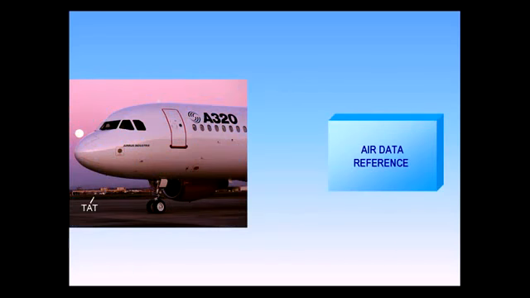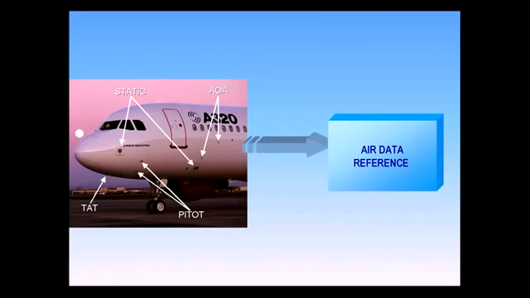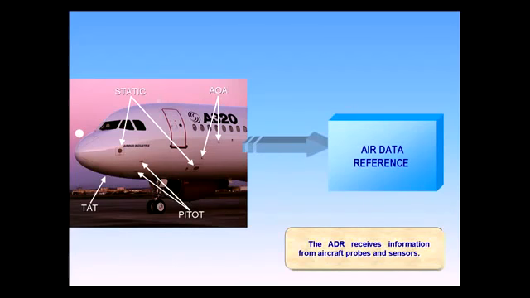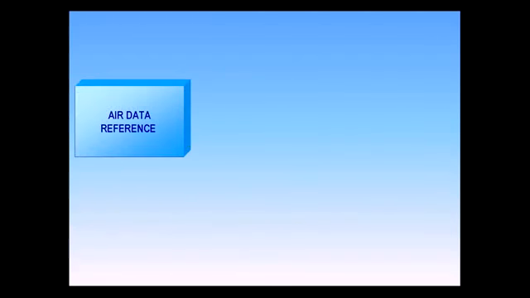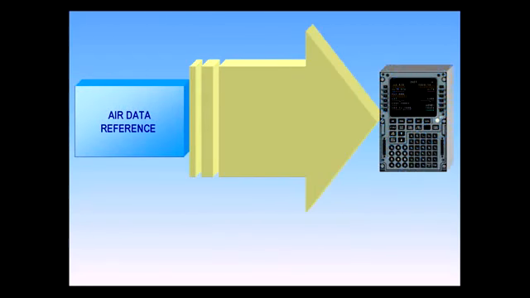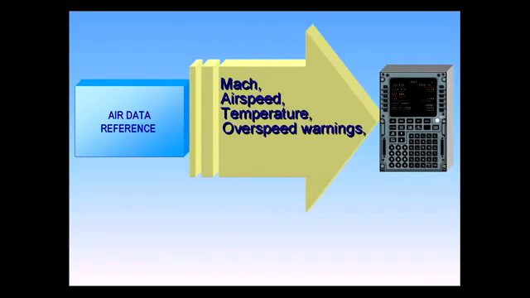The ADR receives information from aircraft probes and sensors. The ADR part provides various air data to the Flight Management and Guidance Computers, FMGCs, and other users. The air data provided include Mach, airspeed, temperature, overspeed warnings, barometric altitude, and angle of attack.